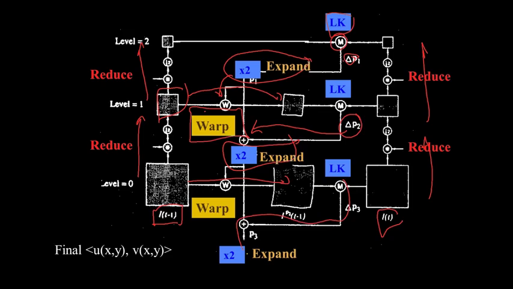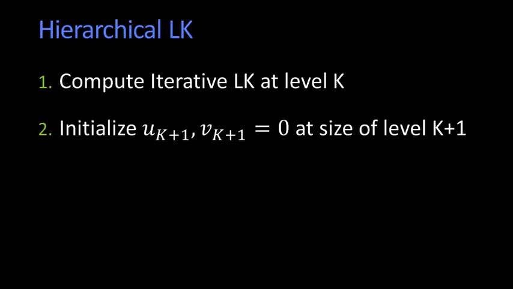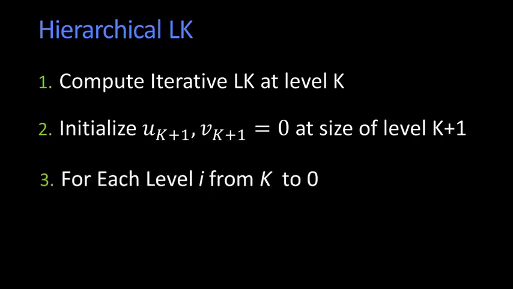I know that that's hard to see from a picture. Here is the algorithm written out as steps. So we're going to compute to level k, right? So we build all of our Gaussians up to level k. We initialize the flow field as being 0 at level k plus 1. Then what do we have to do? Well, here we're doing it from level k to 0.